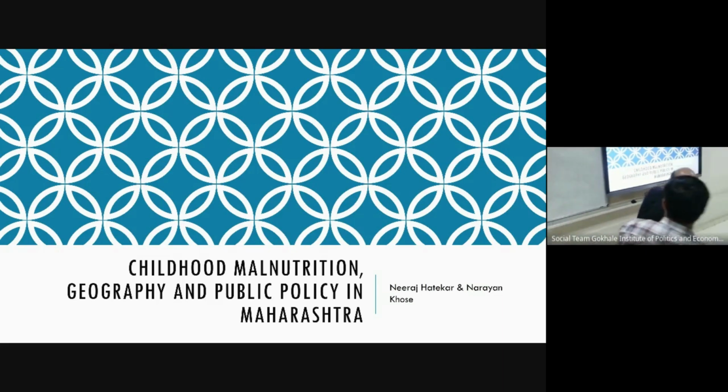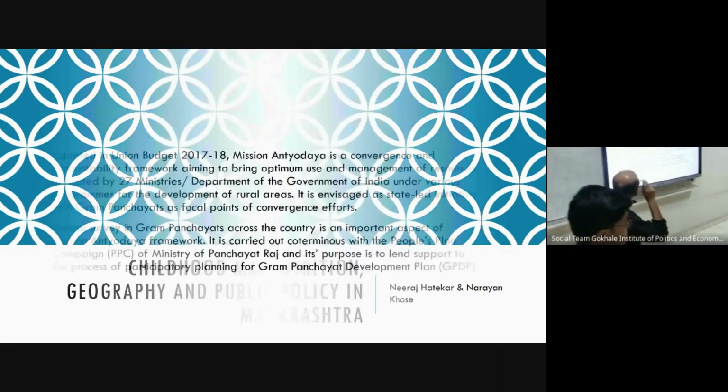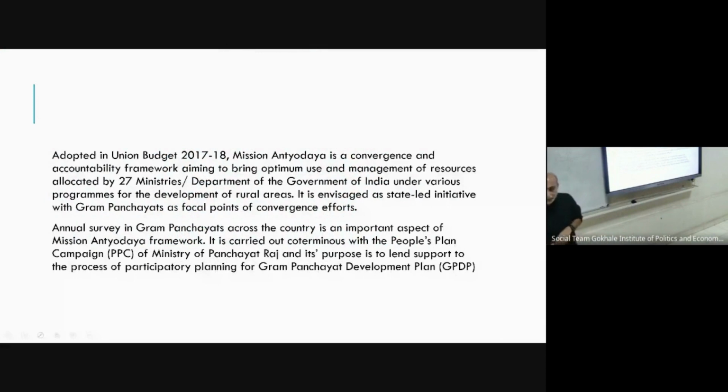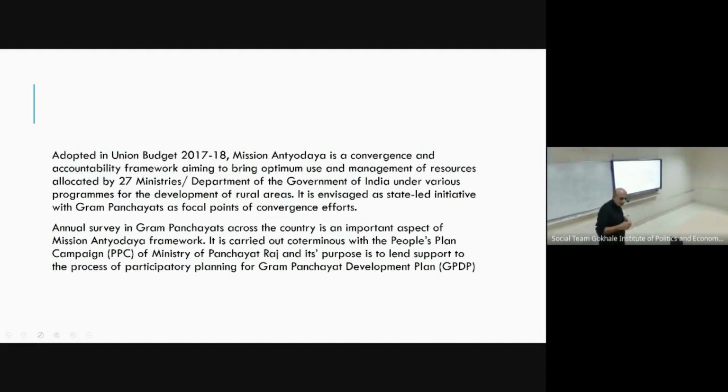Okay. So fine, this is just the Mission Antyodaya. So what is Mission Antyodaya? It was adopted in the Union Budget 2017-18. It's a convergence accountability framework aiming to bring optimal resource management to 27 departments. So there is an annual survey of Gram Panchayats, and this is going to be a panel now.